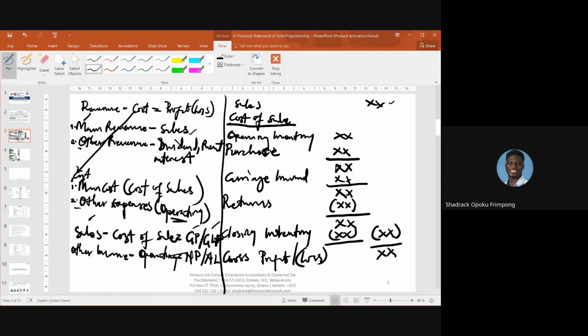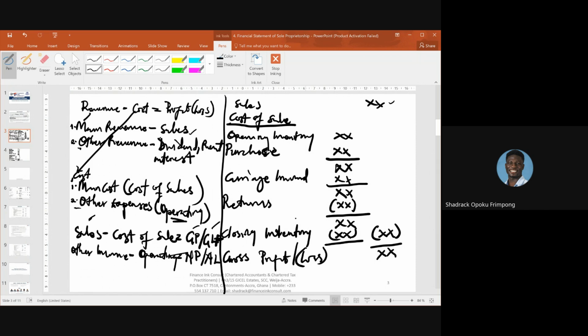Now there is a possibility that some of the goods that we purchased didn't meet our standards or the quality that we expect. So we had to return some of the goods. We have purchased the thing, so if we return, it means we have to deduct from our total purchases. If we return, most likely the supplier will give us our money back. So we have to deduct from the purchases amount that we have recognized.